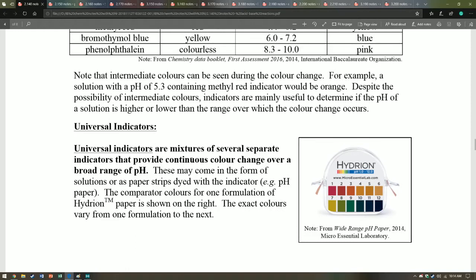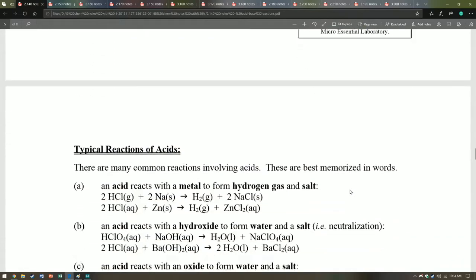And then we have the universal indicators, which are just mixtures of several separate indicators that provide a range of pH. This is like pH paper. There's just a bunch of different indicators on there, and the color that it spits out will just tell you the pH of the solution.